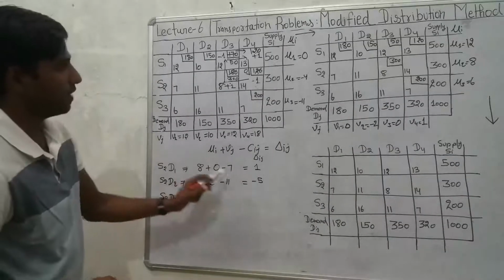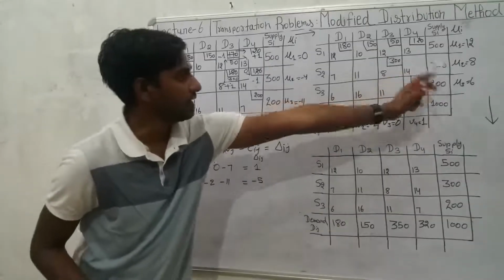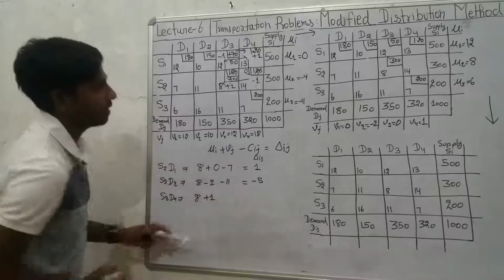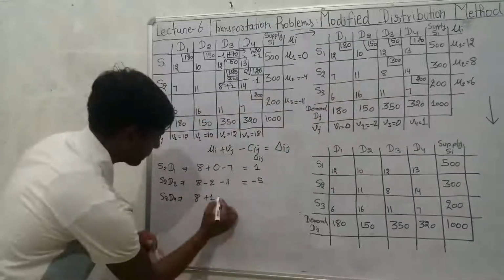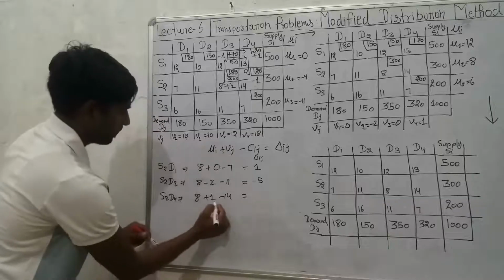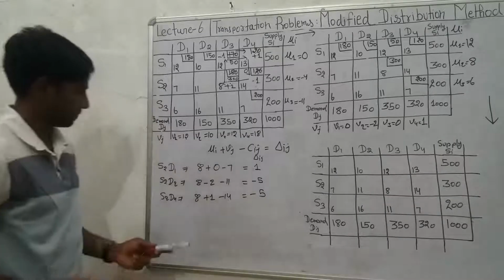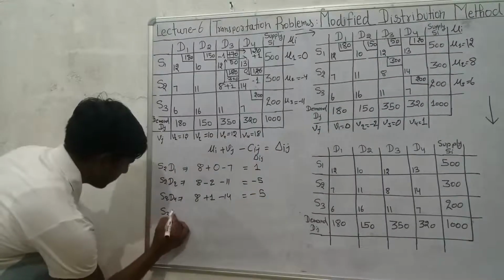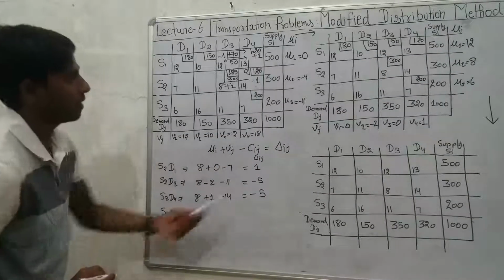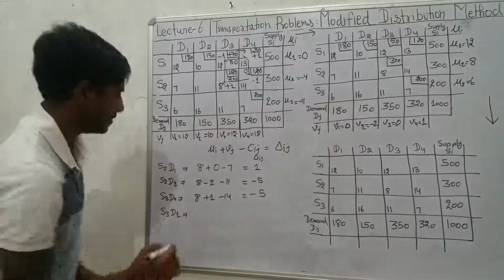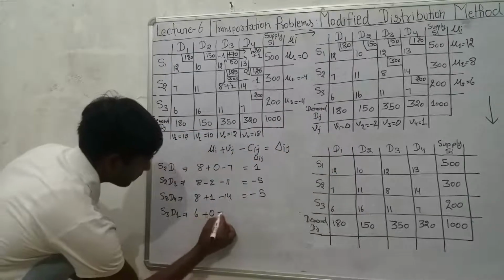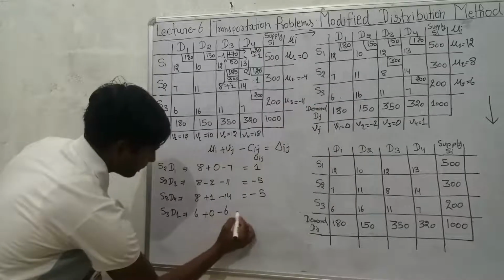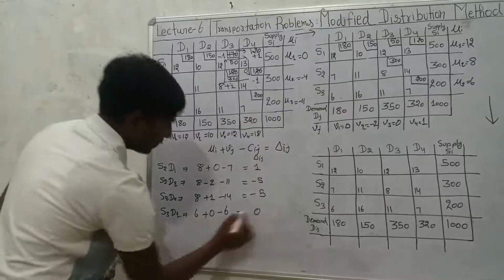Put the values in this formula. S2D4, U is 8 and V is 1. 8 plus 1 and minus 14, that is Cij. So minus 5. For the next unoccupied cell, that is S3D1. Formula: U is 6 and V is 0. 6 plus 0 minus the cost per unit, which is 6. So 6 minus 6 is equal to 0.